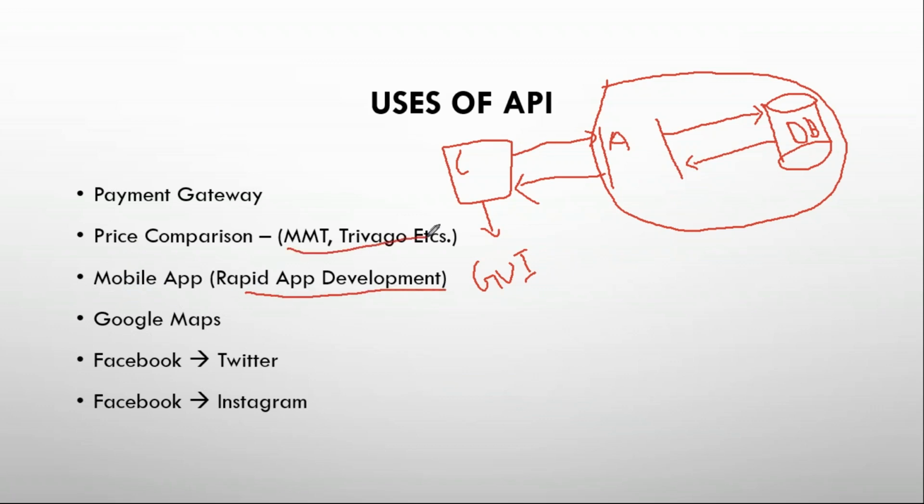There are different new applications launched. Trivago compares hotel prices and displays all the things. There are n number of things as well. Then the most important, mostly used APIs, are the Google Maps APIs. So this way the API changes the world.